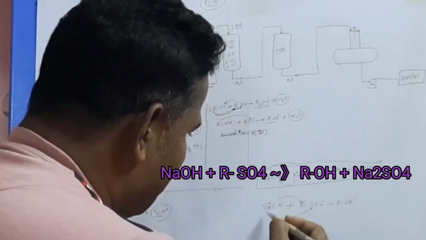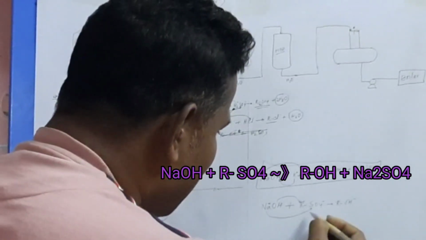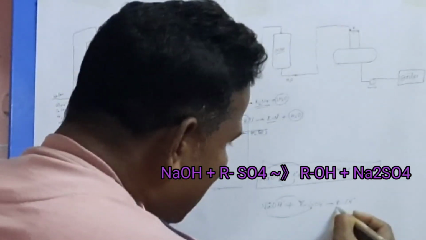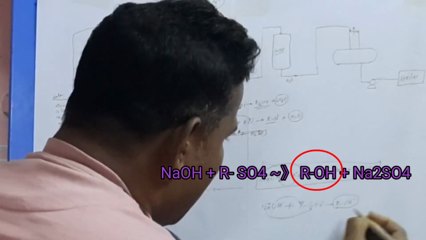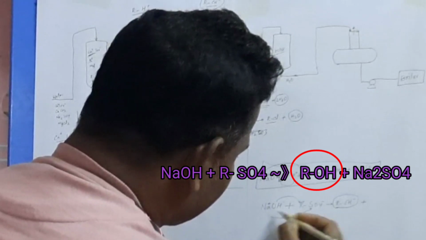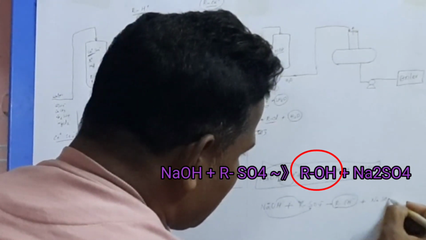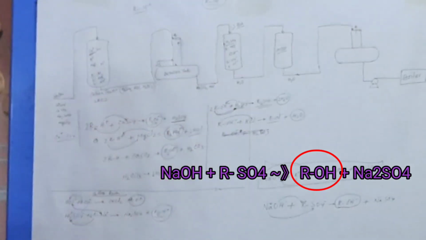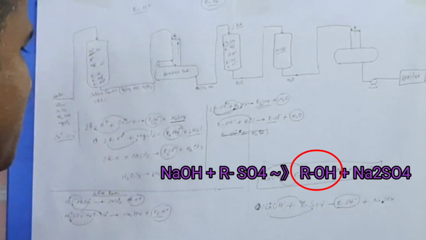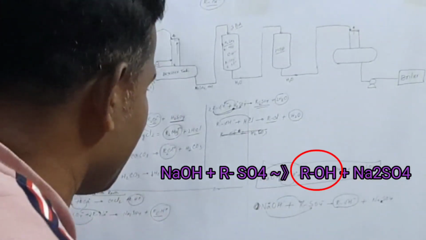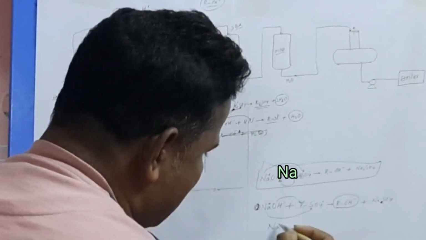This sodium hydroxide reacts with sulfate. What will happen? This resin will be activated again. The anion resin will be activated as ROH, and the remaining sodium sulfate. It will create R hydroxide and sodium sulfate.